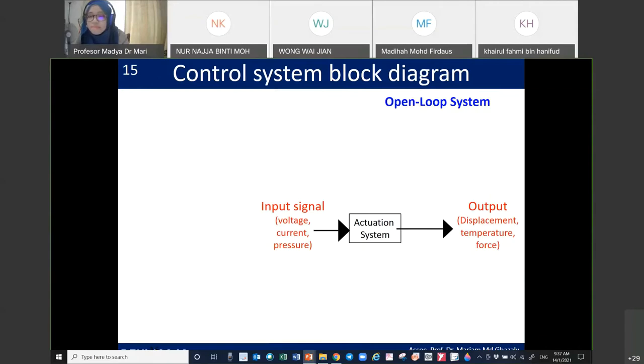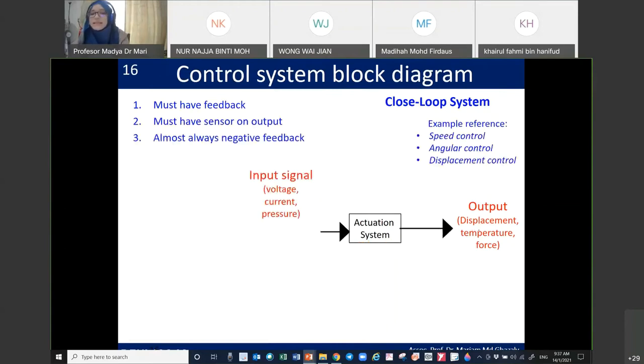So we have a pulley system where you have the actuation system over here, or we call it the plant, okay? And then you have the input signal, the voltage, current, pressure, and the output. Let's say that you want to convert the open loop to a closed loop. Remember that you must have a sensor, and almost always the feedback is negative.